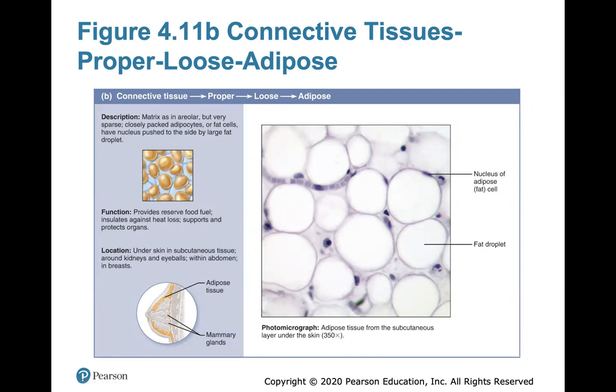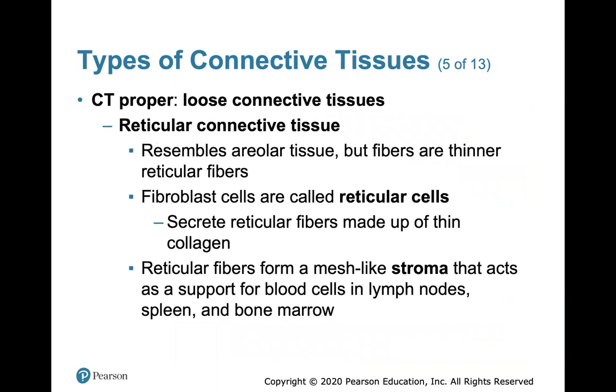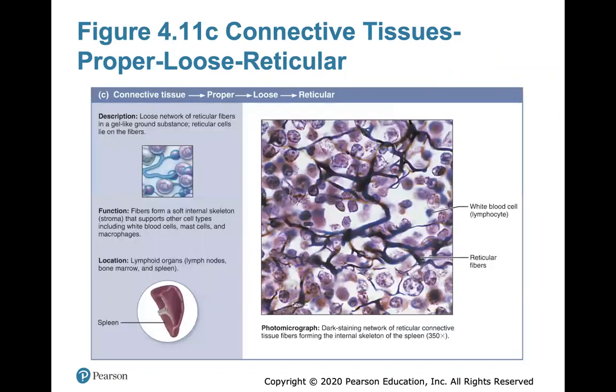stains clear. Reticular connective tissue resembles areolar tissue, but the fibers are thinner. Reticular fibers form a mesh-like stroma that acts as a support for blood cells in the lymph nodes, your spleen, and the bone marrow. So here we have the branching reticular fibers in reticular tissue.